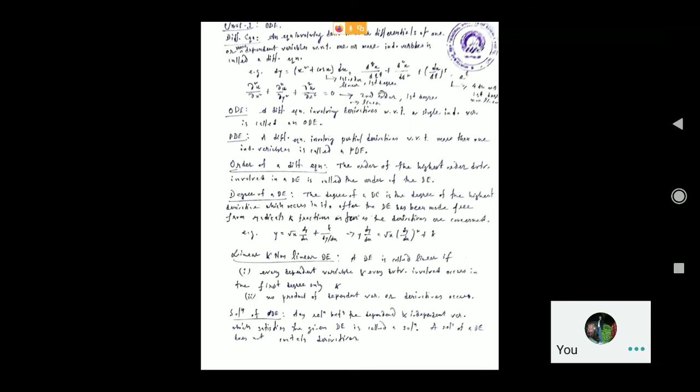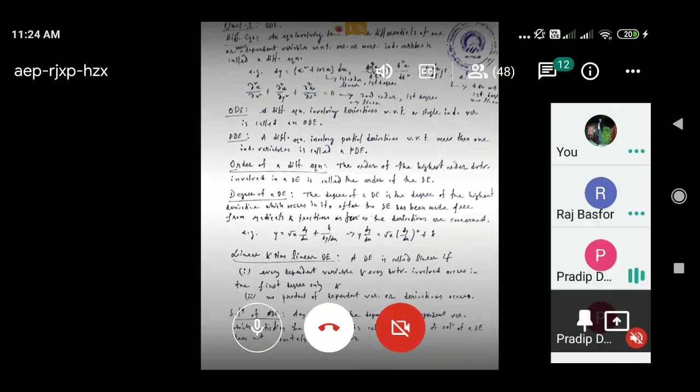So what is the highest order derivative? It is d^4x/dt^4, the fourth derivative, so that is the highest order. It is not of order 1, it is of order 4. And degree?